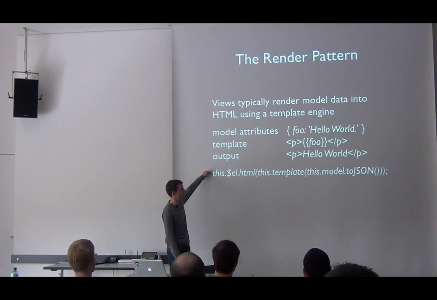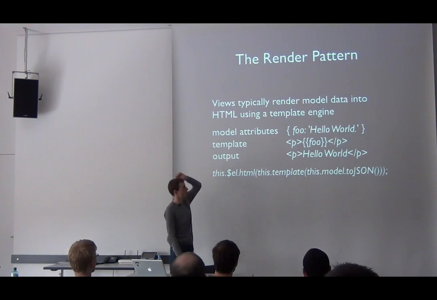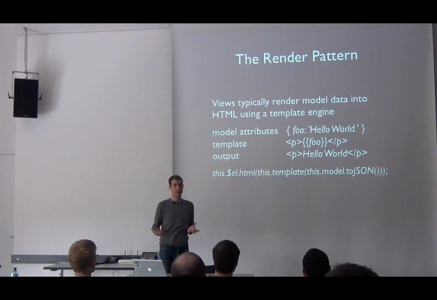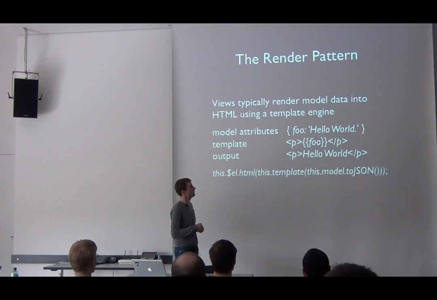For example, of course, you will not repeat this code over and over again. It works like this. You have some model attributes like foo, hello world, and then you have some kind of templating. In this case, it's mustache, handlebars, style. You could use other templating languages, of course. So this would be the template.